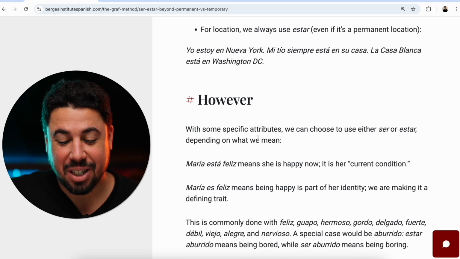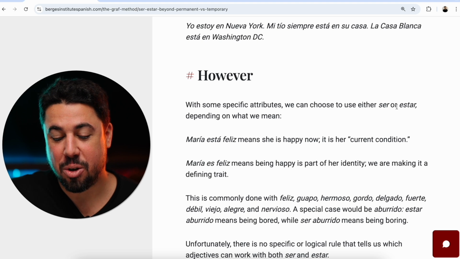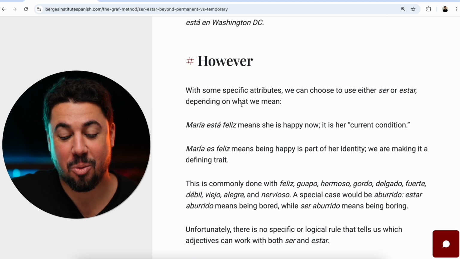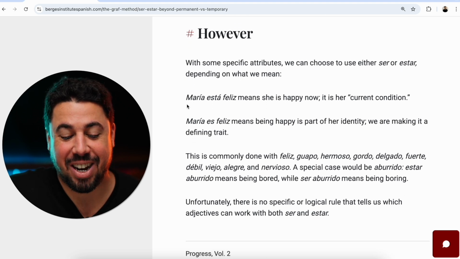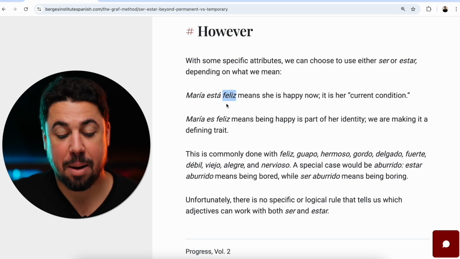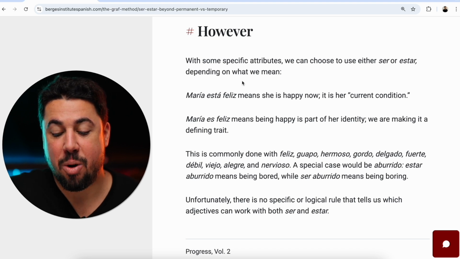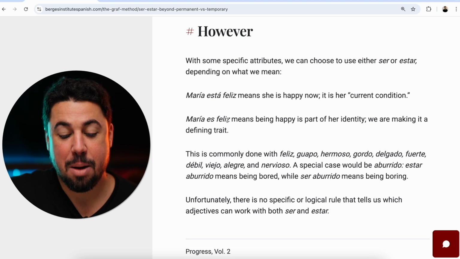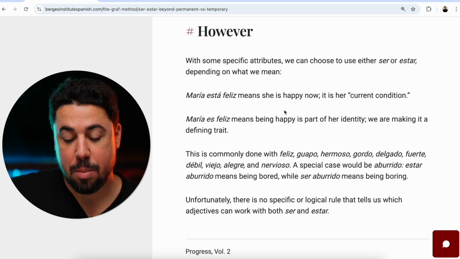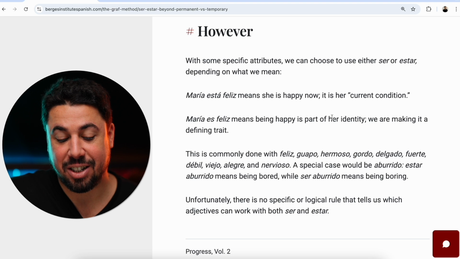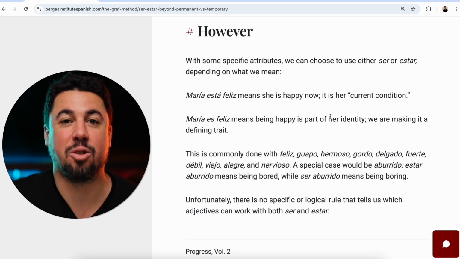However, with some specific attributes, we can choose to use either ser or estar depending on what we mean. And it kind of gets tricky in here. Feliz, for example, can be used with ser or with estar, and it means different things. So, María está feliz, it means she's happy now. We are making it a condition or a status. But María es feliz means being happy is part of her identity. She is a happy person. We're making it a defining trait.